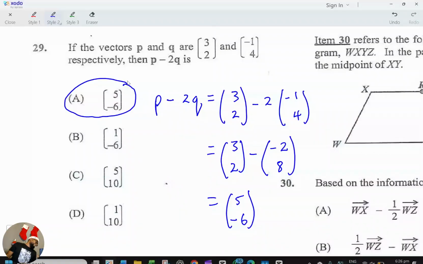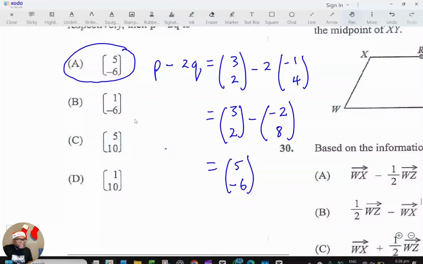Everybody put in B? Nah, B is wrong. A is my answer. Right, there we go. Where's Mr. 30? It only has 2 little vectors questions here.